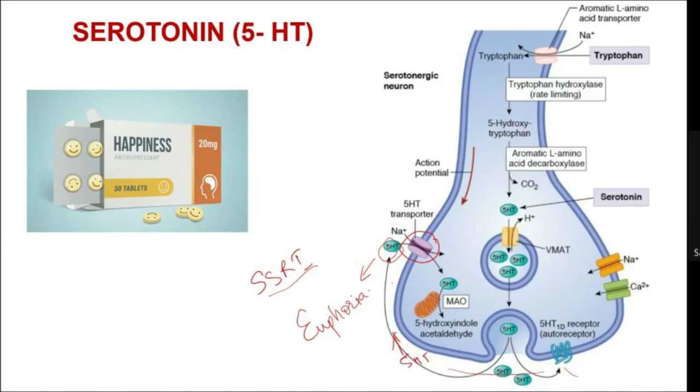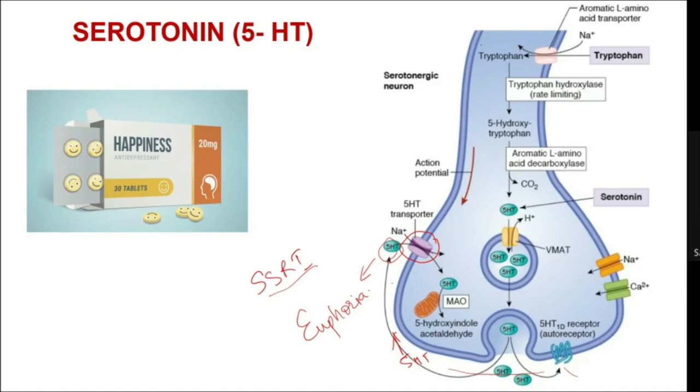Ma'am, could you explain once more why the second stage is known as the rate limiting stage? The rate limiting stage. Okay, let me repeat it again for you. So this is the first step.